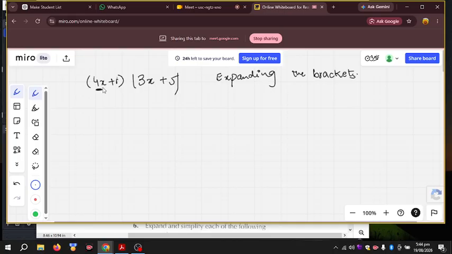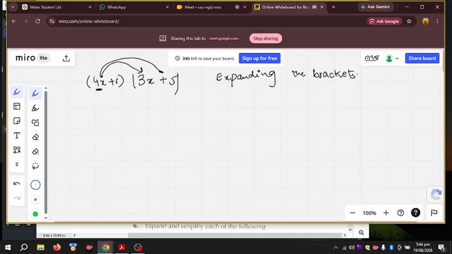So how are you going to multiply? First you will multiply this first term with both the terms of the second bracket, right? So first you will multiply 4x with the first term and then the same 4x with the second term, right?